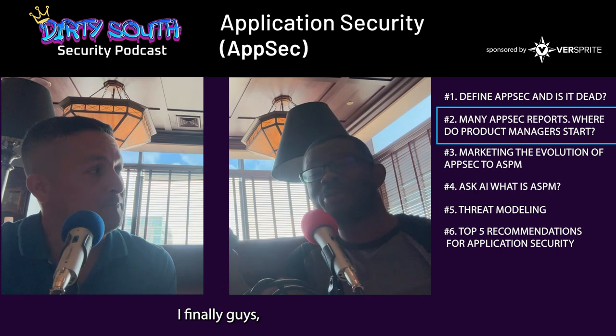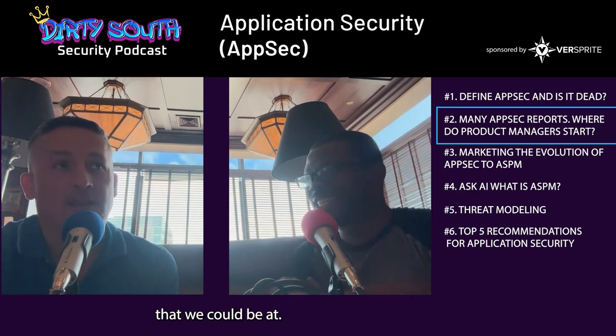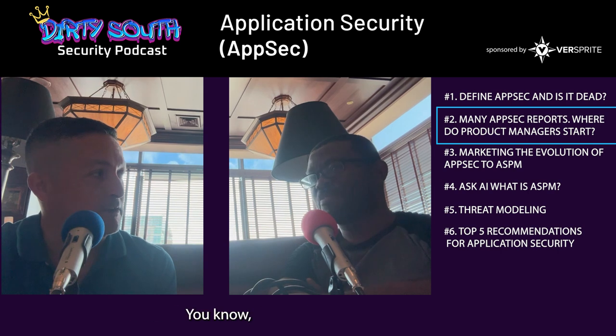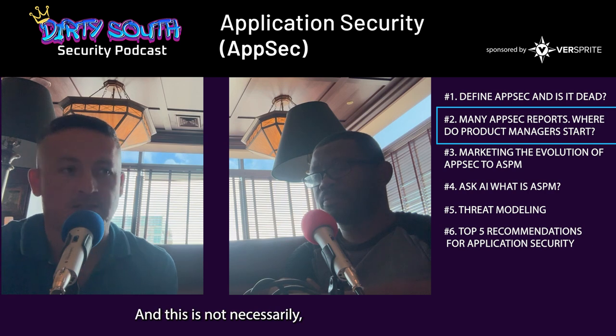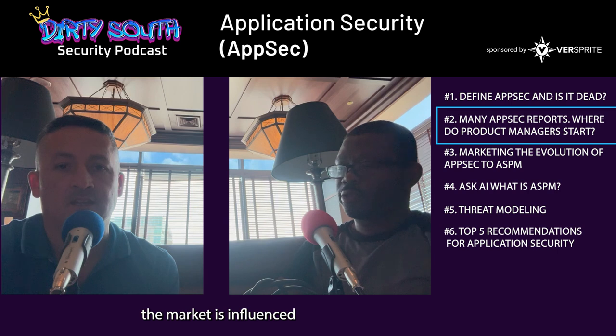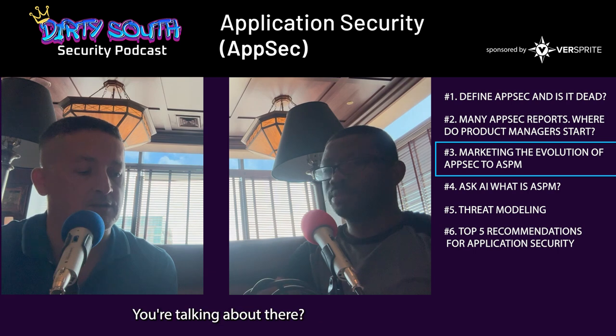Finally, guys, we've now got one on our side. I'm open to the fact that we could be at its wake next week. We could be at the open casket wake. But let's go into some of the market. And this is not necessarily us particularly saying this, but the market. And oftentimes the market is influenced by what major marketing companies and players are talking about.